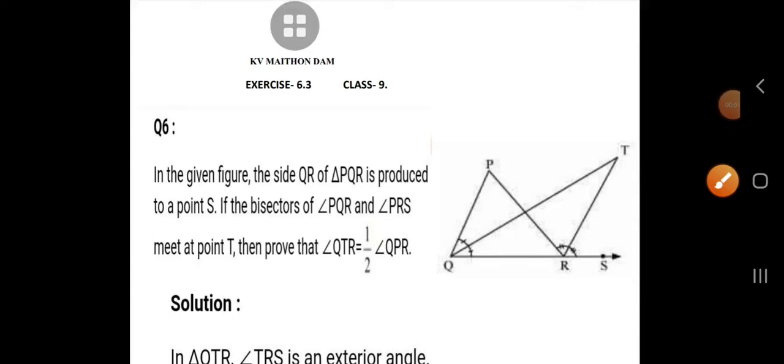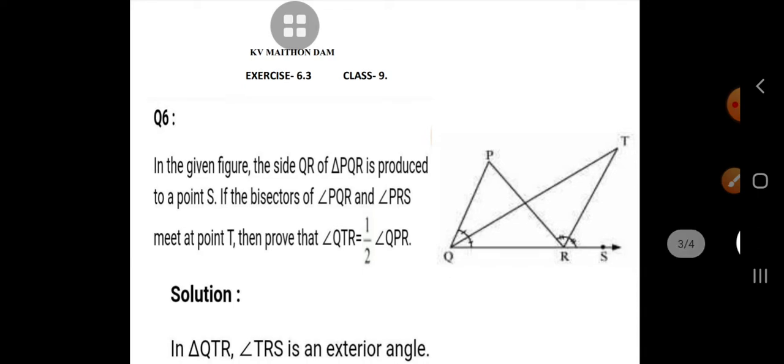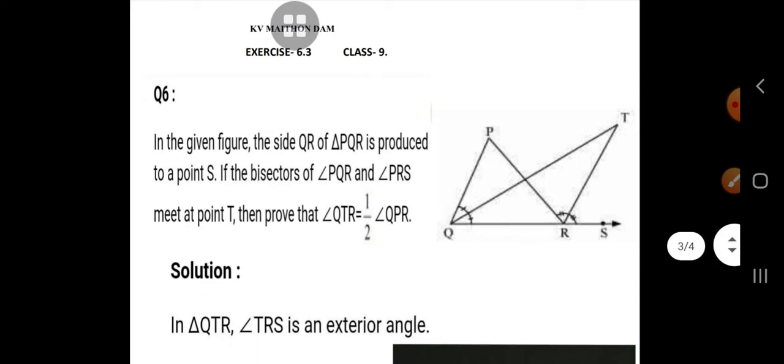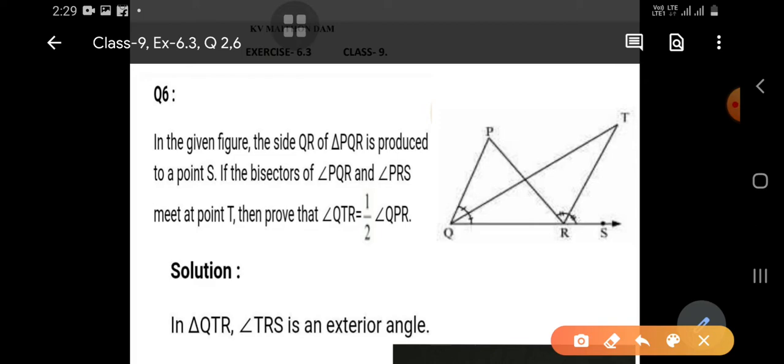Students, in this video, I am going to solve question number 6 from exercise 6.3 for class 9. The given question is like this. In the given figure, the side QR of triangle PQR is produced to a point S. If the bisectors of angle PQR and angle PRS meet at point T, then prove that angle QTR is equal to half angle QPR. That means just try to understand the question.